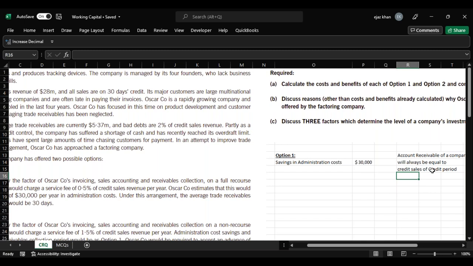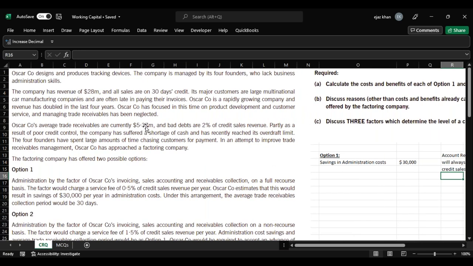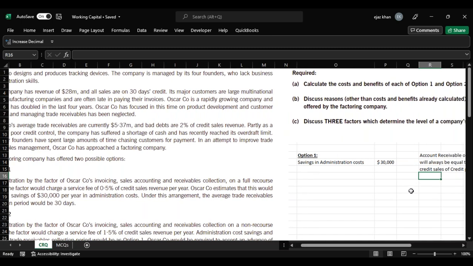I'm not talking about the credit period that you have given to your customers. It's the actual credit period that the customers take to pay you back. Like in this example, the decided credit period is 30 days, but it is saying that the customers are not paying within that time. So I'm not talking about this formal credit period. It's the actual credit period that matters. So at the moment, if we don't go with factoring, the receivable of the company will be 5.37 million. So what we are supposed to do is to find out our revised account receivable.